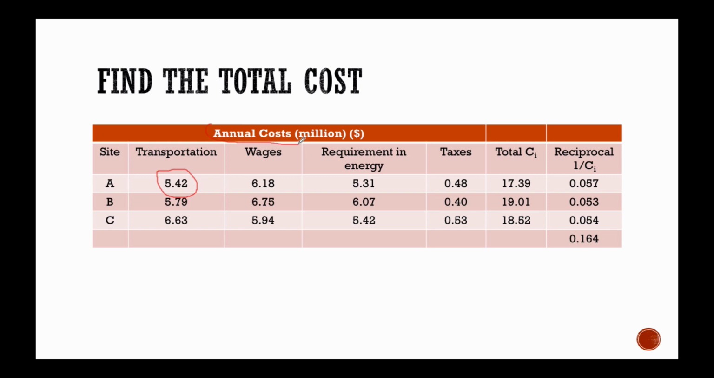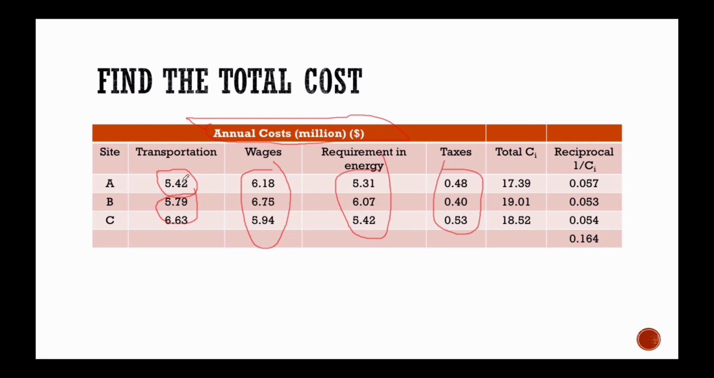Please give attention here that it is the annual cost in millions of dollars. So it is $5.42 million for the year. And also like this, site B refers to the annual cost in millions of dollars, and the wages, you can put the wages and the requirement of energy, and also the tax.